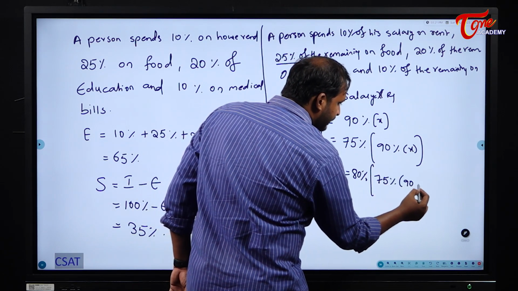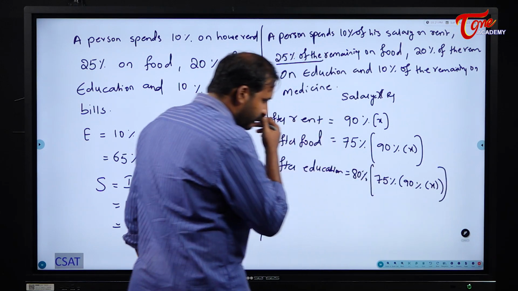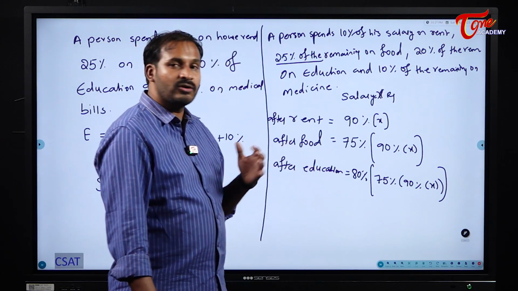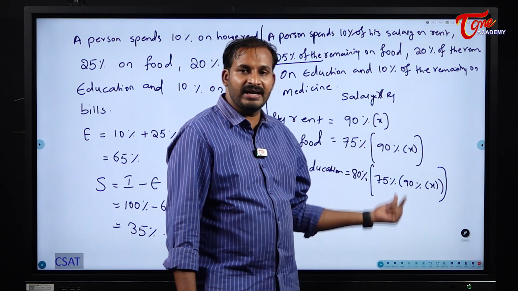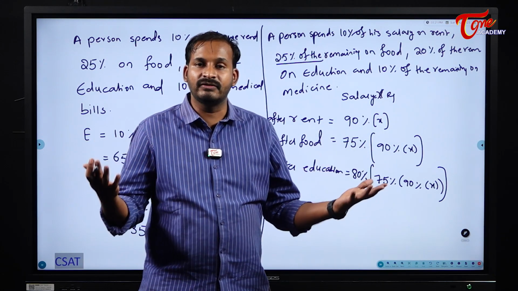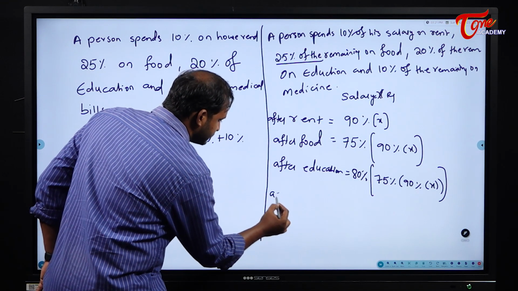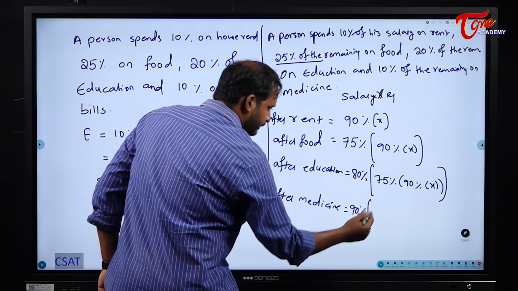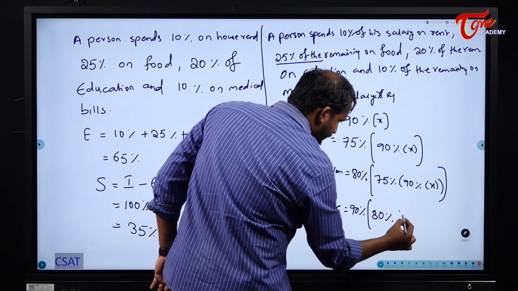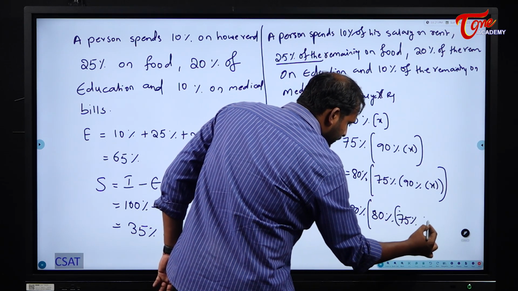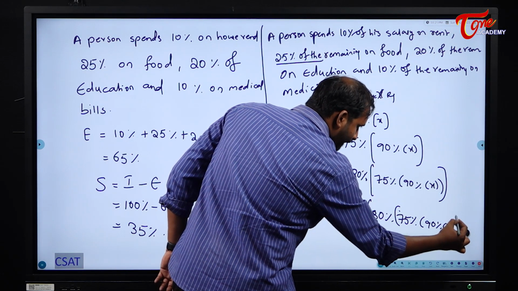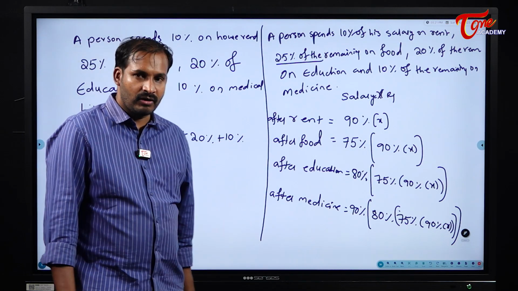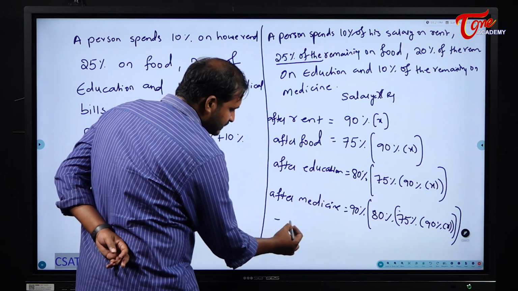75% of 90% of X. Next, 10% of the remaining on medicine. So my new remaining will become this. If he spends 10% of this on medicine, he will be left with 90%. So after medicine, he will be left with 90% of this value: 90% of 80% of 75% of 90% of X. Okay, now he is left with this value. Then how are you going to find this value? Please try to solve this one.